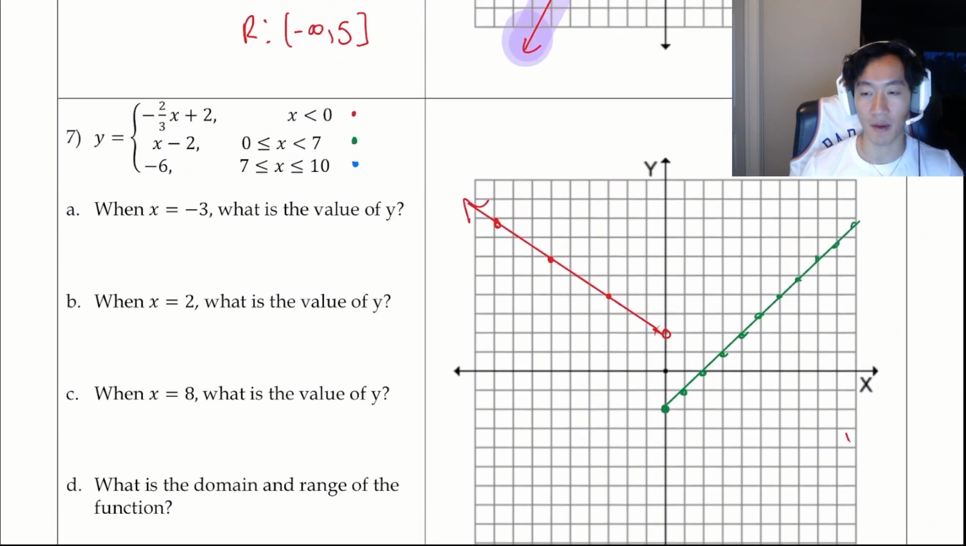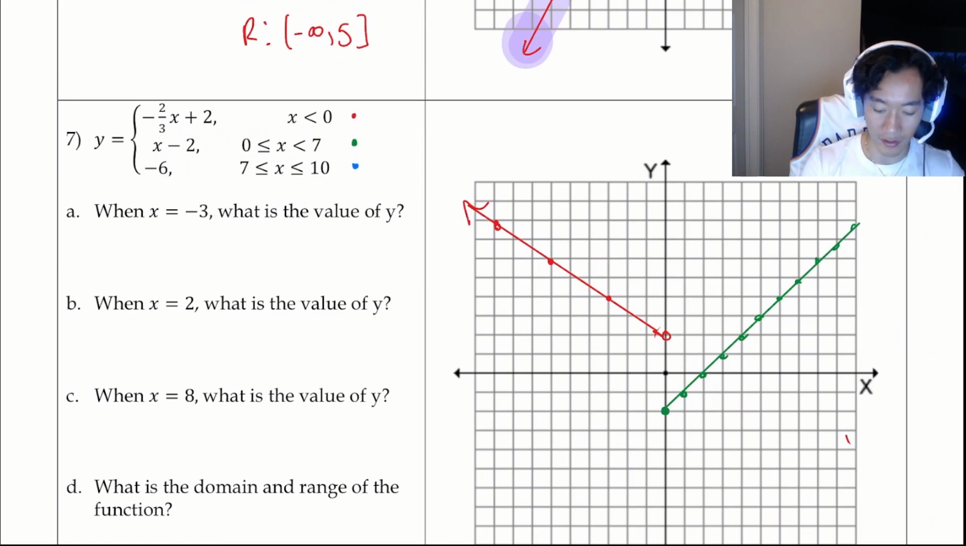So there's my portion here, and I will make sure to draw an open circle. Oops, actually, aren't we past 7? So maybe I will erase a little bit actually. Let's go back to right there, and now draw an open circle at 7. So this is the second part of our piecewise function.